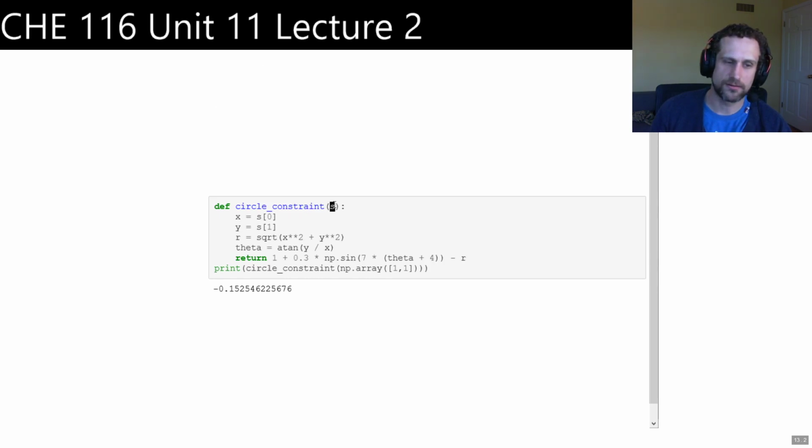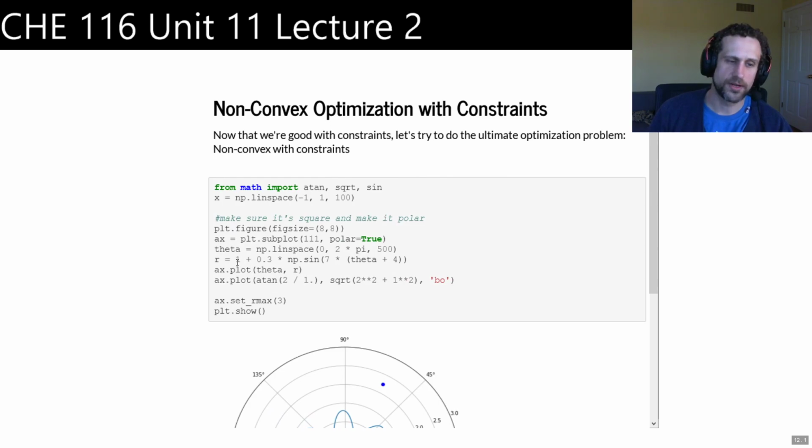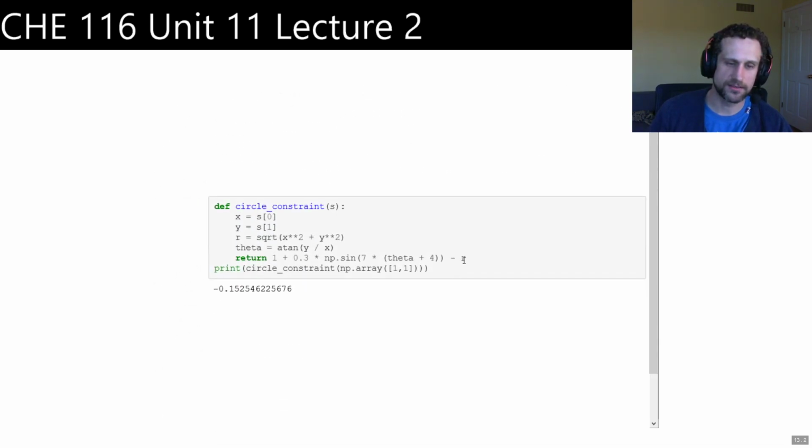Remember that constraints, like all functions we work with in minimization, take in one argument. So I'm going to take in s, and s is going to be in Cartesian because I'm going to solve this problem in Cartesian coordinates. So s contains two elements, my x and my y. So I do a coordinate transformation to r and theta. And then here is my function for the flower. And I'm just saying that it needs to be equal to 0. My function for the flower is r equals this expression. So to make it a 0 expression, I move r to the other side. So for the point x, y to lie on the flower, this expression needs to equal 0.